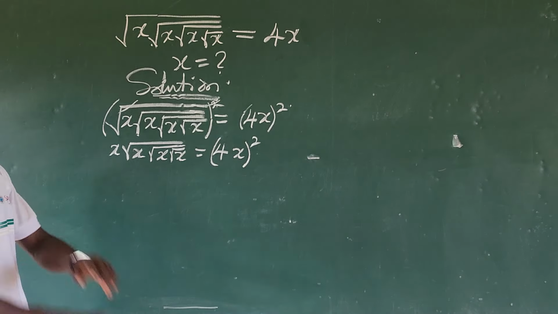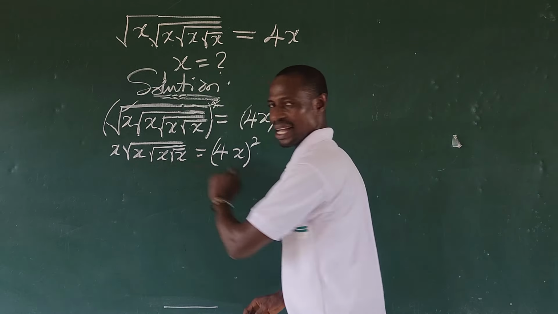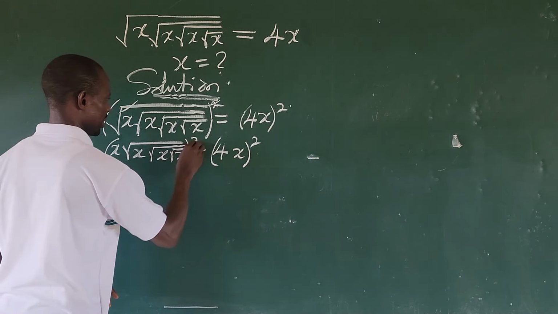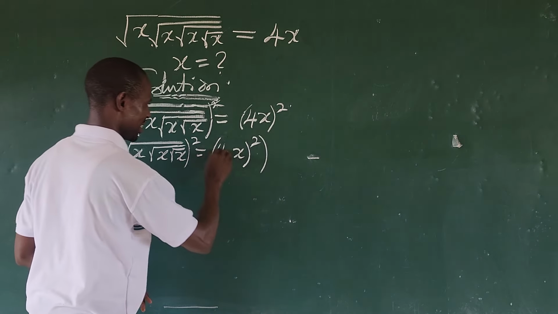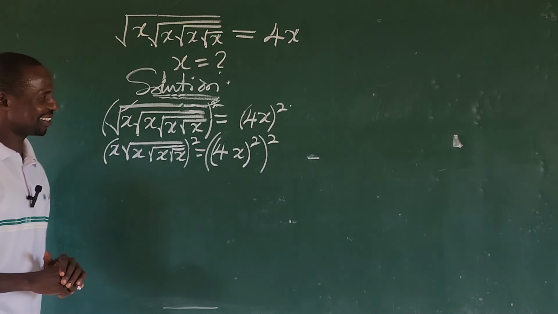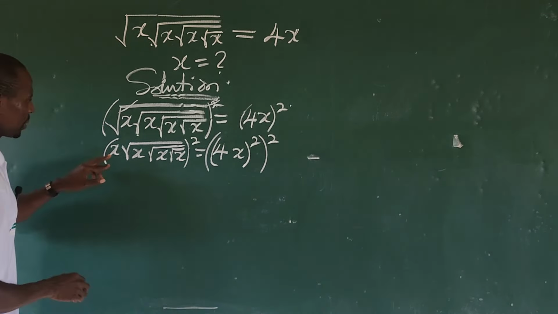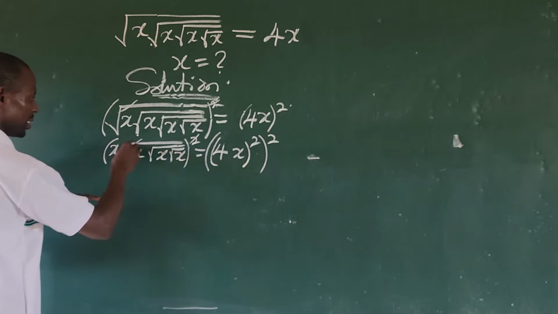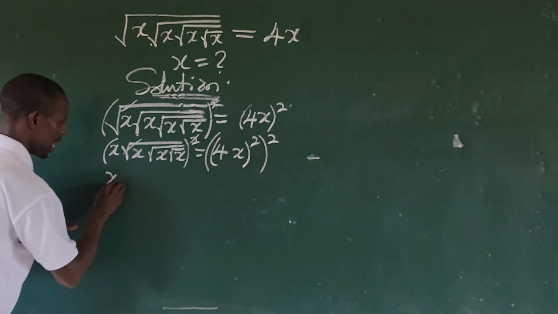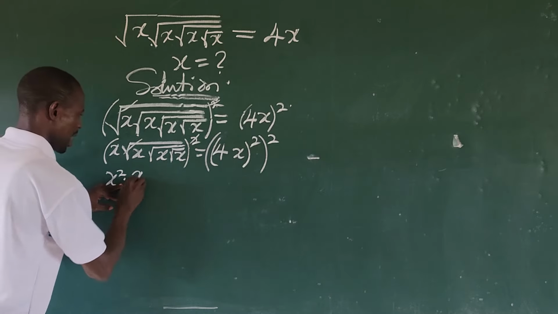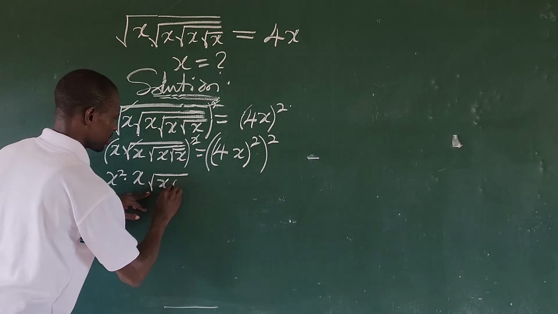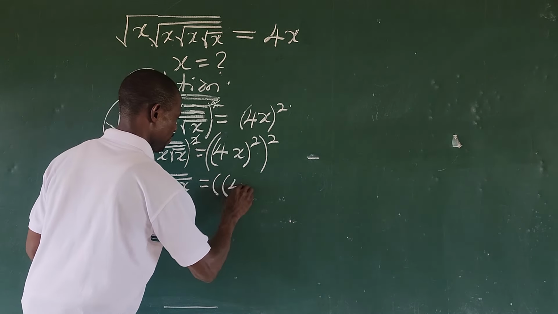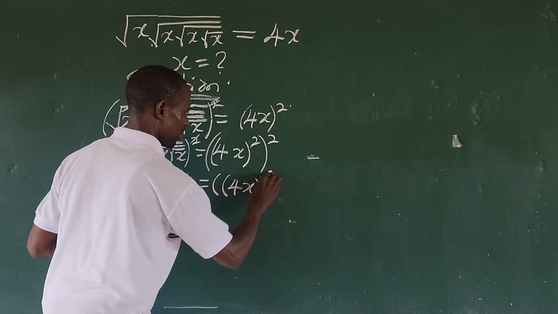Easy, right? Good. Now, again, we want to eliminate this radical. So what we do, we take the square of both sides again. If I square this, I will equally square this. Do you get that? Good. This will affect this separately, and this will affect this separately. So we are now left with x squared times x times the square root of x, equal to 4x squared, squared.